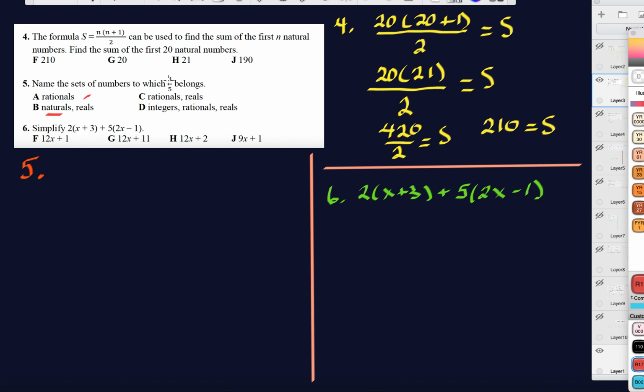And this is not a whole number, so this goes away, right? Is it an integer? Well, integers are positive and negative whole numbers, so that doesn't work either, right? So it is rational and it is real. It does exist, right? So really and truly, it belongs to rationals and reals. So that would be letter C.